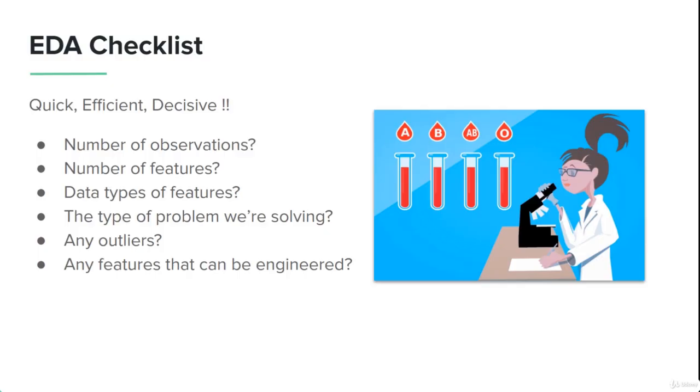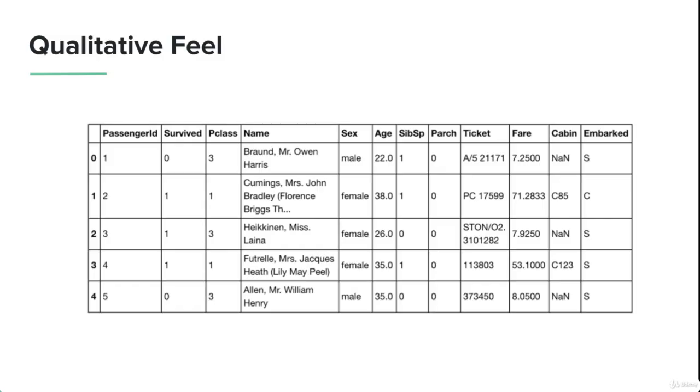Outliers are important because they can mess up your training and learning process, as we will see later on: certain algorithms are not very robust to outliers, and outliers can highly affect the performance and accuracy of those algorithms. So when you get the data set, the first thing you need to do is get a qualitative feel of the data.